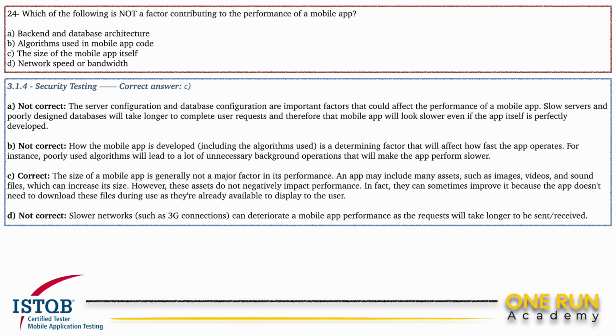While all the other factors listed have a direct impact on how a mobile app performs, option C, the size of the app itself, is the least relevant to its performance. And that makes option C the correct answer to this question.